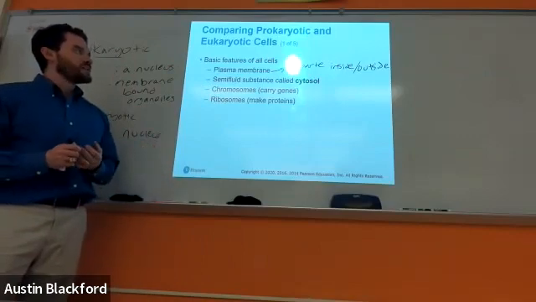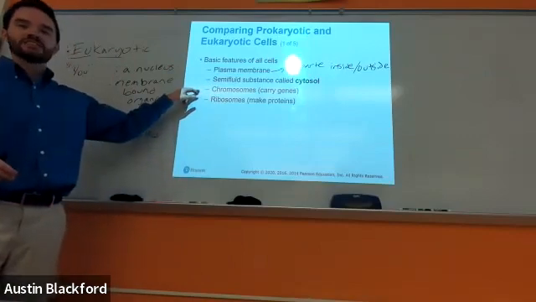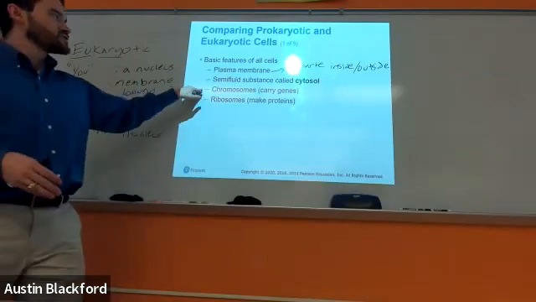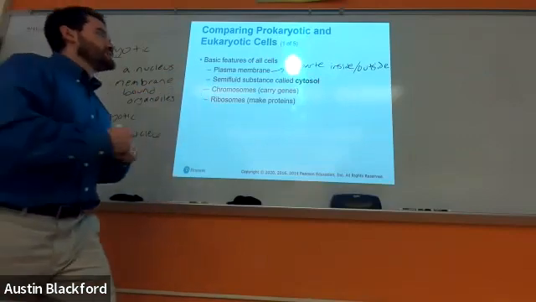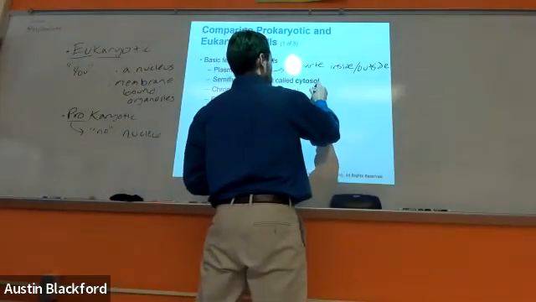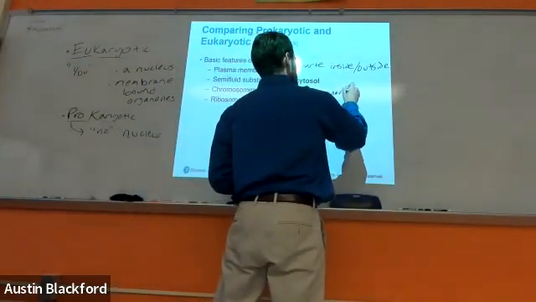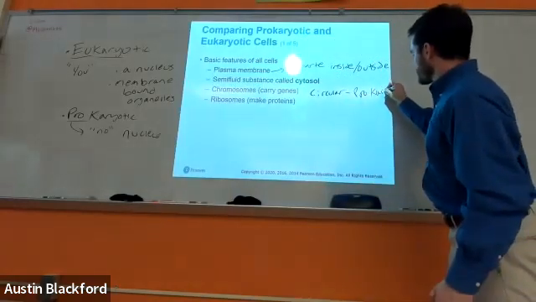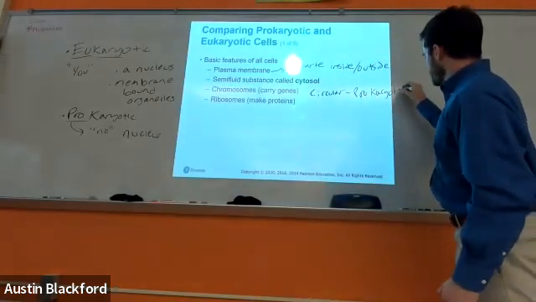And then all cells have to have some way of passing on or carrying their genetic information. And so all cells are going to have some sort of chromosome. Now, if you're a prokaryotic cell, you have a circular chromosome. Prokaryotic, they have a circular chromosome.